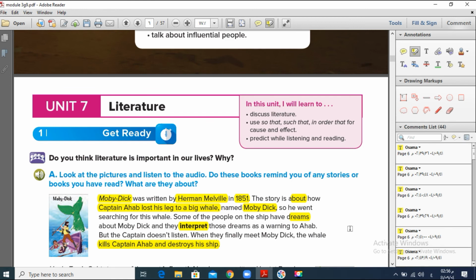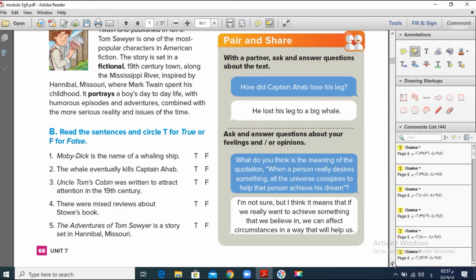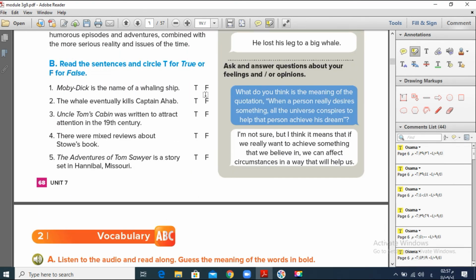If you follow these steps, you will get the full mark in this question. The same question in the exam, you'll find it typically, but not the passage itself. You can read very well, guess meanings, expect, and focus on names, places, dates. This is very important when you read. Then concentrate on your questions, true or false, like I asked you. Moby Dick is the name of a whaling ship. True or false? The whale eventually kills Captain Ahab. True or false? These are two questions about the novel. I think they are very clear to you.